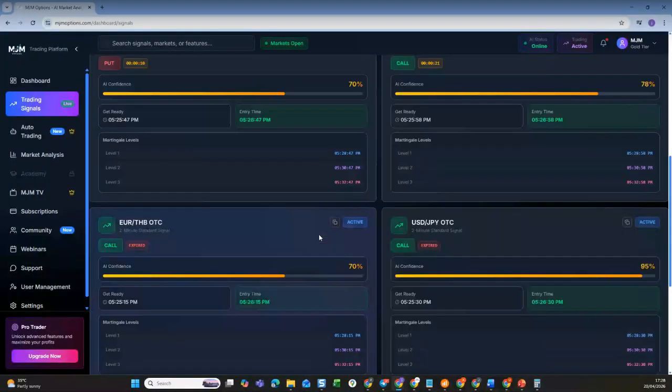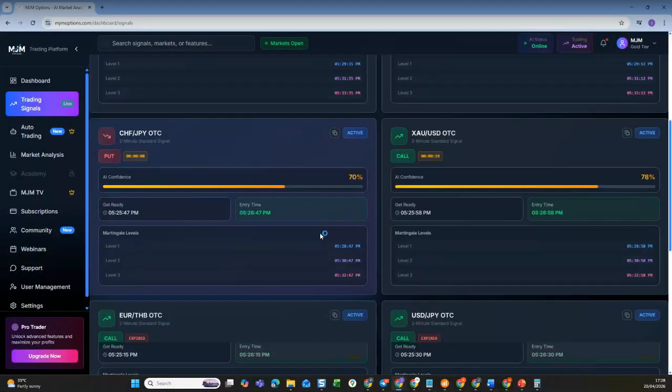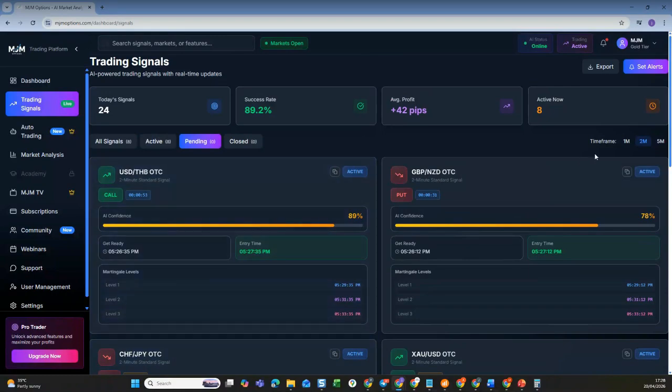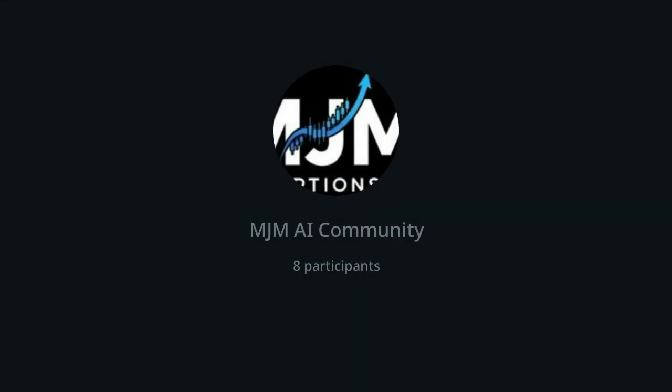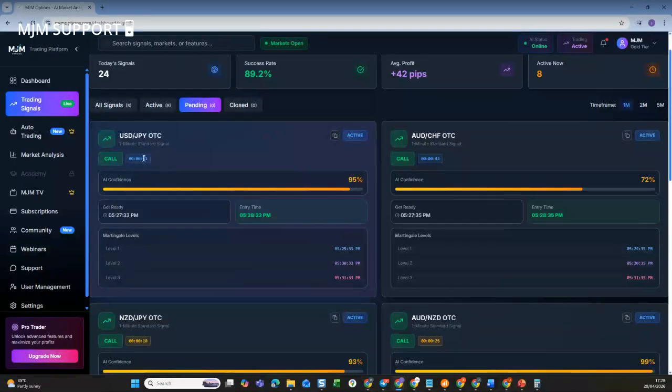Now, the same way it works for 5 minutes, the same idea applies for 2 minutes. If it's a 1-minute standard signal, you need to go for an AI confidence of above 90, and make sure you are looking at this timer here and it is above a minute. So that's basically how it works.